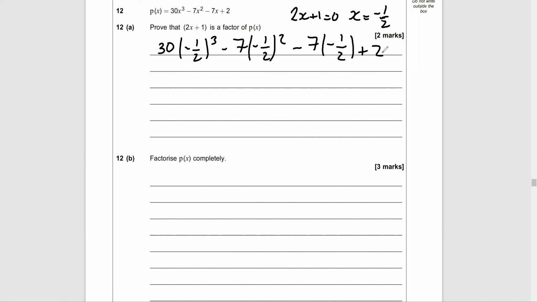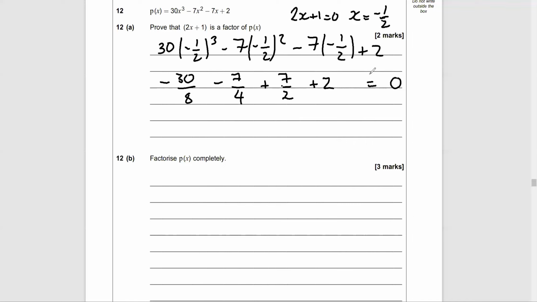So 30 times minus a half cubed is minus 30 over 8. And then minus 7 times minus a half squared is going to be minus 7 over 4. Minus 7 times minus a half is plus 7 over 2, and then we've got plus 2. So if you put that into your calculator, or alternatively, we could make the denominators the same, we should get that equal to 0, and hence that's proving that 2x plus 1 is a factor of p of x.